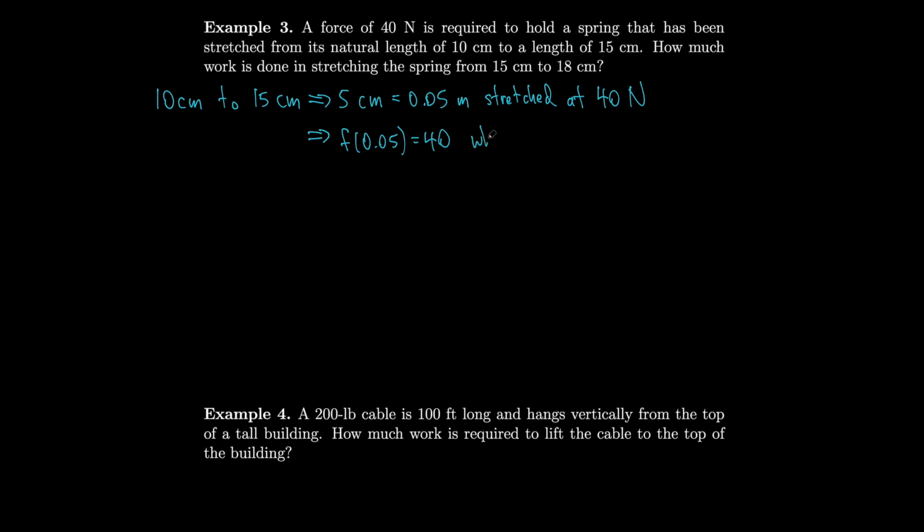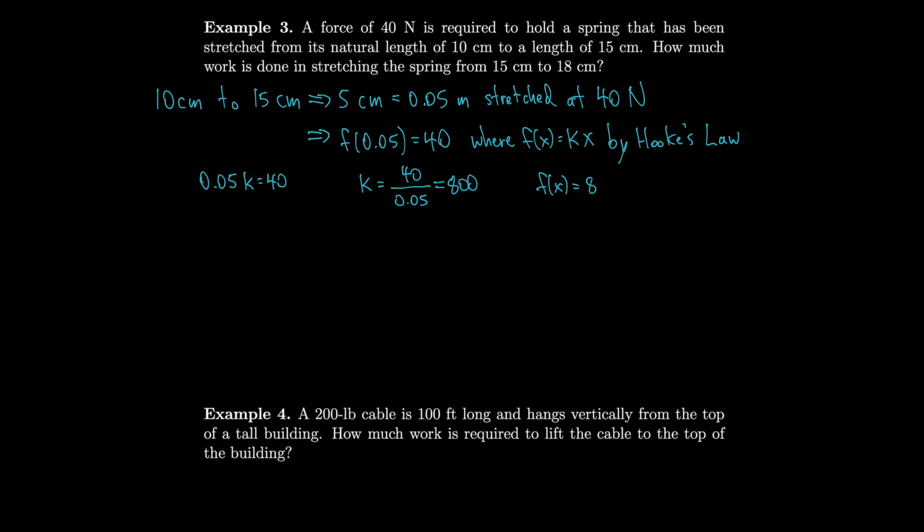And we're going to use Hooke's law. So we say that f of x must be equal to some constant k times x by Hooke's law. So let's see if we could solve for this constant k. Well, now we know that 0.05 times k must be equal to 40. So k must be equal to 40 divided by 0.05, which is 800. So now we have our equation for f of x. F of x, instead of equaling kx, must equal 800x.